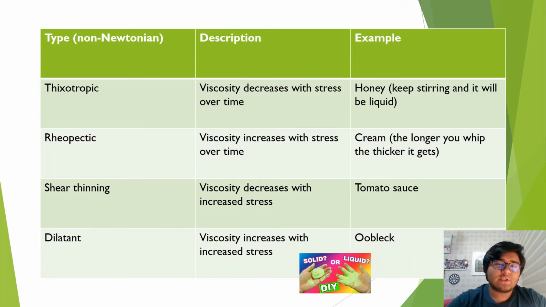Just now I've mentioned to you the four types of non-Newtonian fluids. So now I would like to explain further about this type of fluids. So first, thixotropic. The description of this type of fluid is viscosity decreases with stress over time, which means that the longer you apply the stress, the viscosity will decrease. For example, honey. When you keep stirring the honey, it will be liquid form. Okay, so that's why we say that for thixotropic fluids, the viscosity will decrease with stress over time.